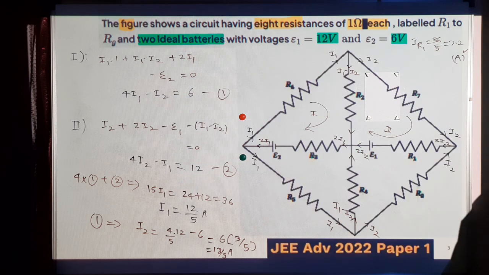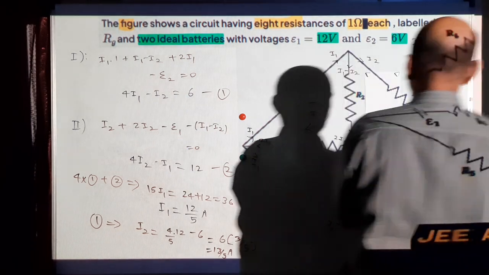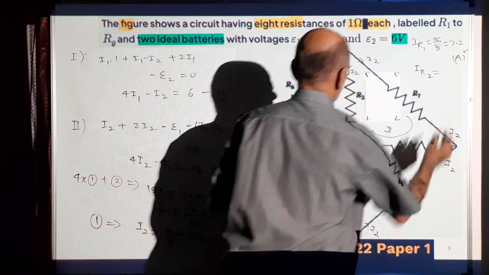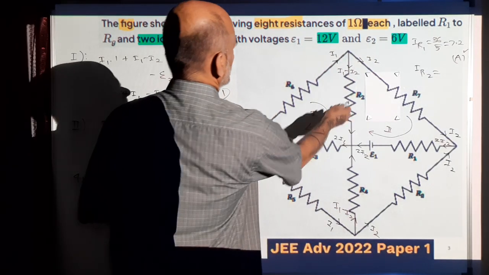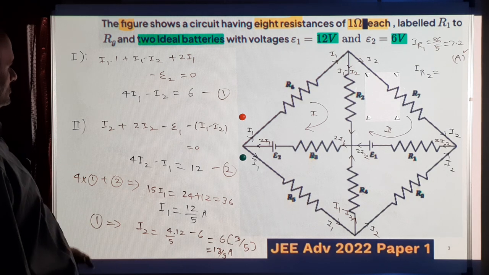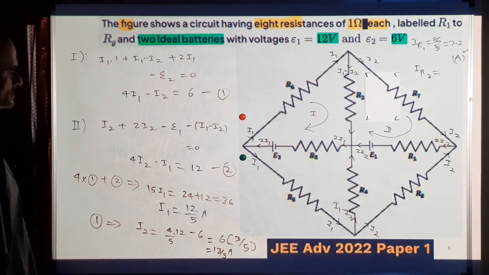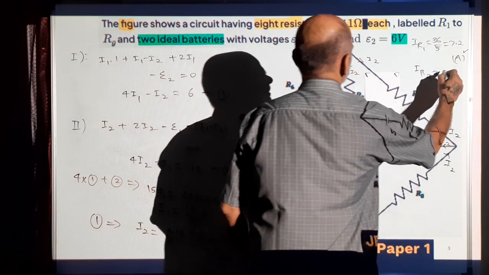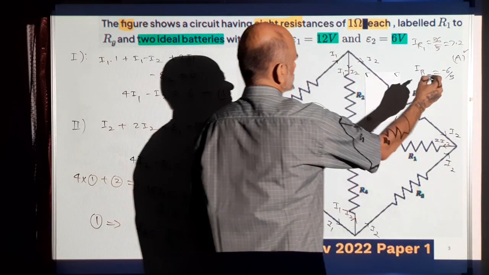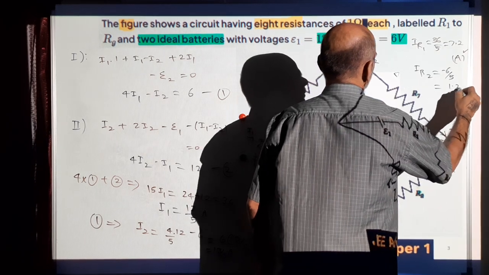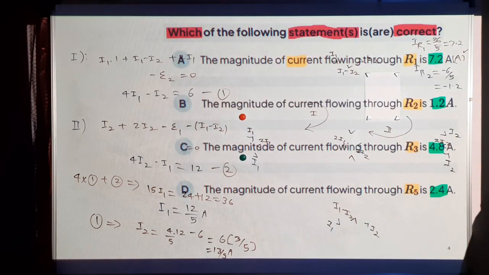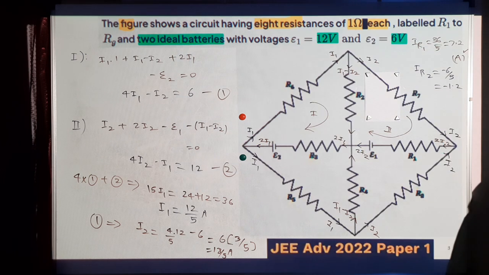Option B, current in R2. R2 is I1 minus I2. So I1 is 12 by 5, so it's 6 by 5 minus 6 by 5. But what is equal to just the magnitude? So this is same as 12 by 10, so 1.2. But the question is just the magnitude of the current. Magnitude of the current is 1.2. So B is also true.